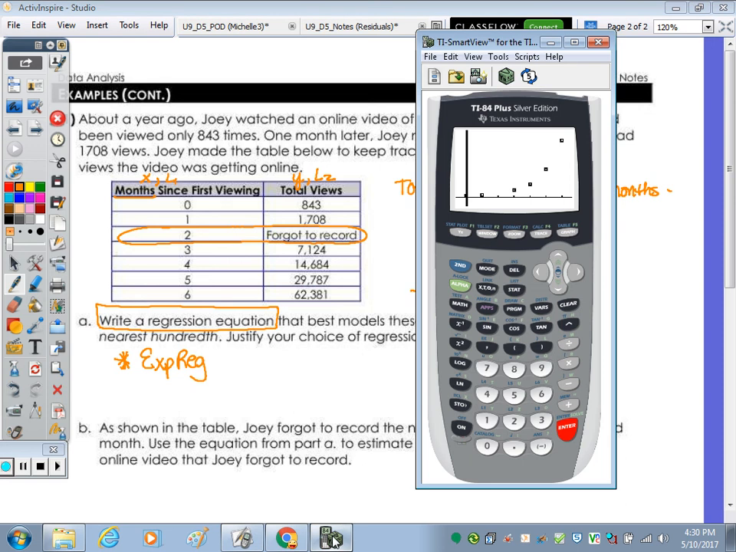So now that the data is in the calculator, we're going to go to Stat, Calculate, Exponential Regression. We have to scroll down to see it. Right here, so 0. Hit enter. Hit enter again. And there is our A value and B value. So take a minute to copy those down from your calculator.